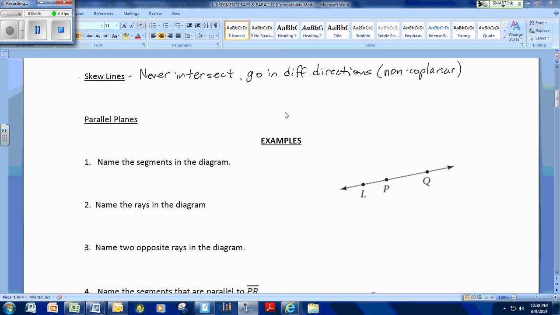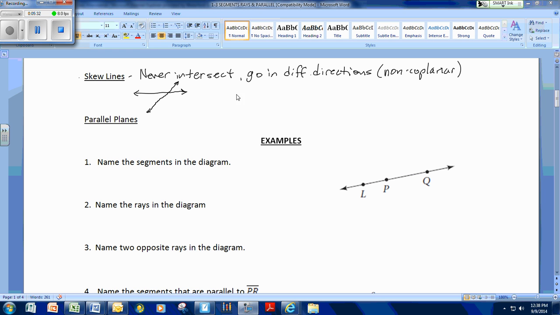So picture an airplane traveling in the sky going east and west. At a different altitude, you can have an airplane flying in a different direction that will go underneath it.